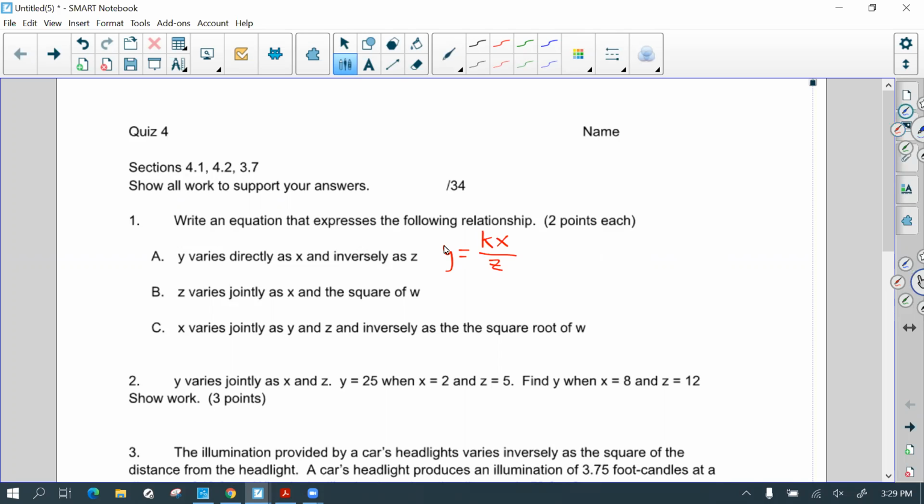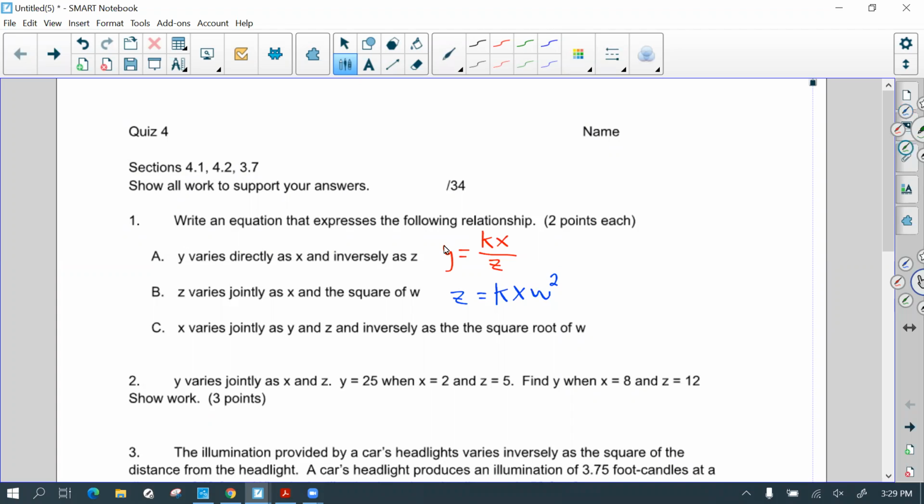Letter B, z varies jointly as x and the square of w. So k times x times the square of w. Not the square root, the square of w.